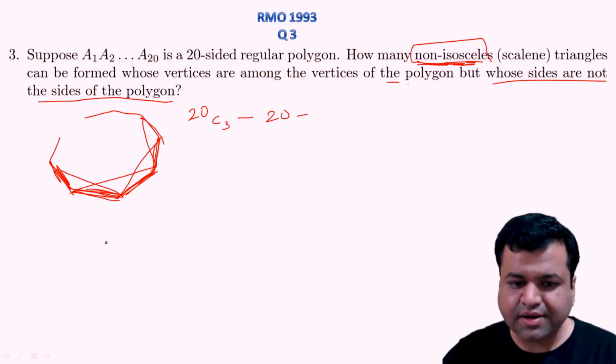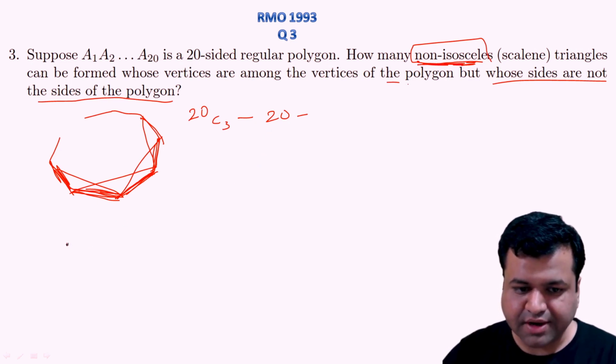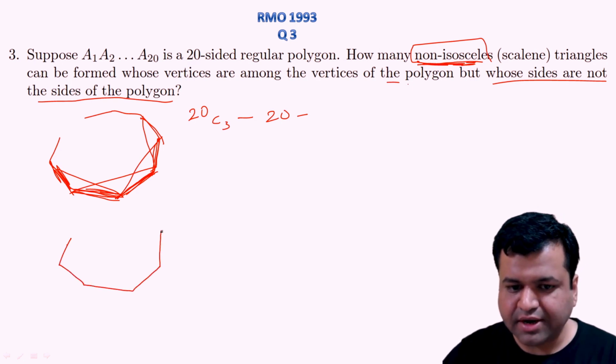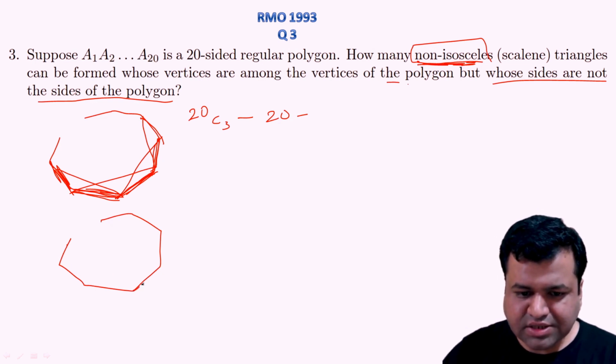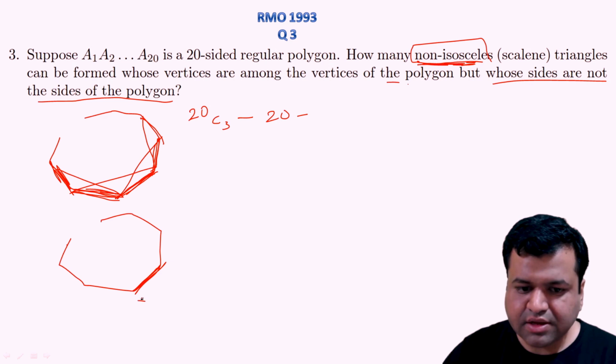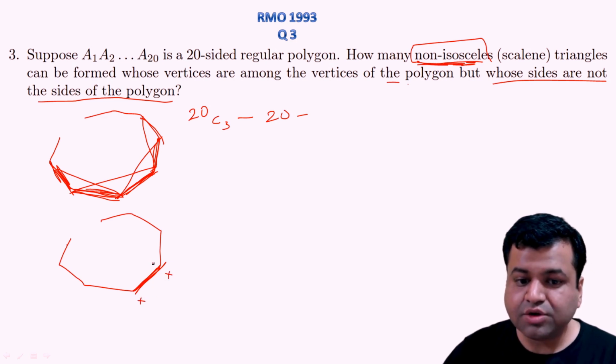Now let's subtract the triangles which have one side common, right? Okay, let's first again draw a random regular polygon, okay? Let's assume this side is common, right? So we have already consumed two vertices of the regular polygon, and we are interested only in one side common this time.